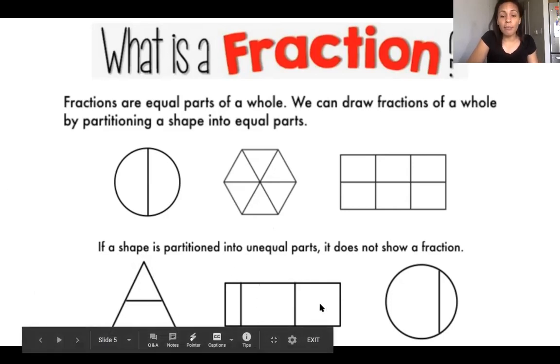Let's take a look at this rectangle. They made 1, 2, 3 parts with their partitions, but are these parts equal? No, they are not equal. So this is not a fraction. Let's look at the last one. This is a circle. They partitioned it right here. Are these 2 parts equal? No, they are not equal. So this is also not a fraction.